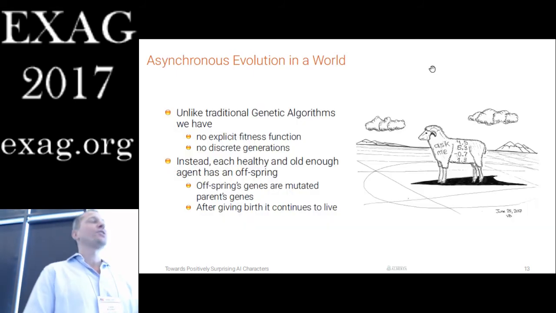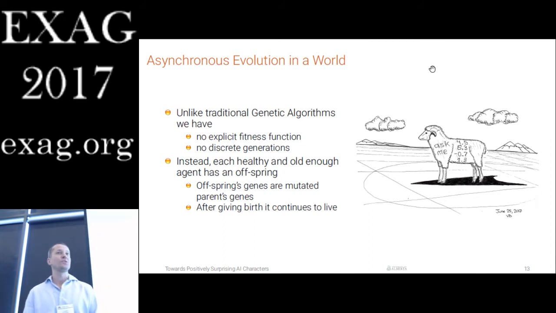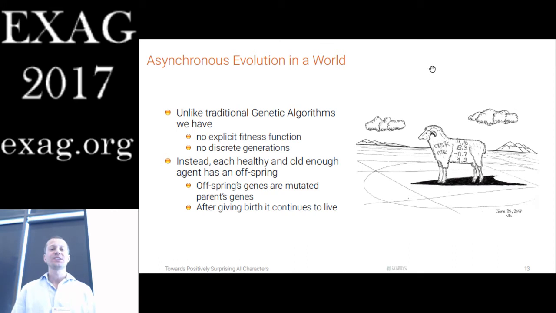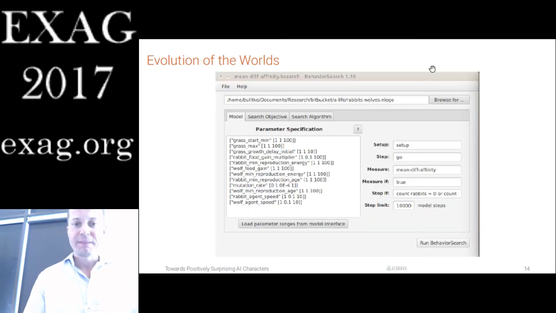Okay, so I already mentioned some of it. This is asynchronous, with no discrete GA generations and no explicit fitness function, just like in the David Ackley and Michael Littman case. And what else is important here? I already mentioned a bit of that: evolution of the world. We can do this meta search where the physics parameters are also evolved.